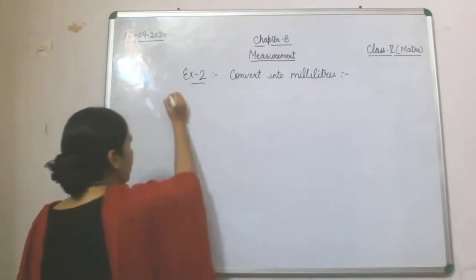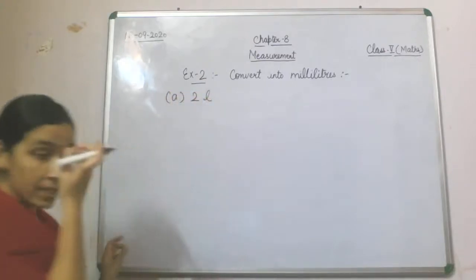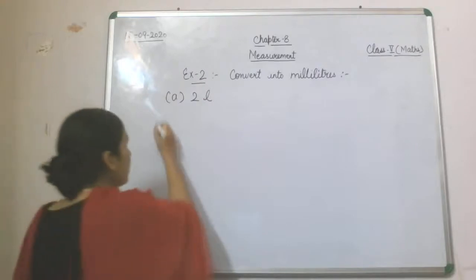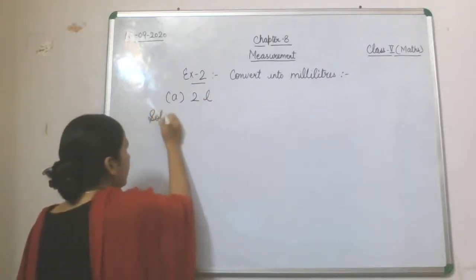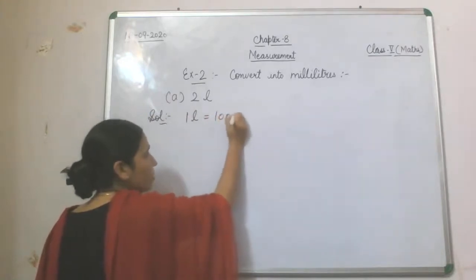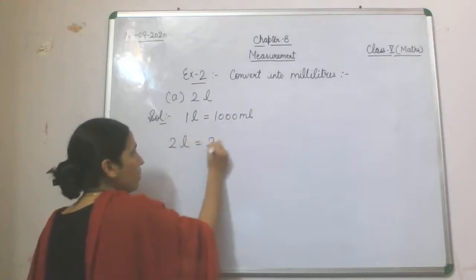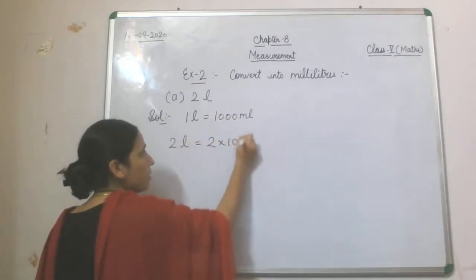Let's start with some simple example, that is 2 liter. Now this liter you are supposed to convert it into milliliter. What you will do? We'll write this simple conversion: 1 liter is equals to 1000 milliliter. It means 2 liter is equals to 2 multiplied by 1000.